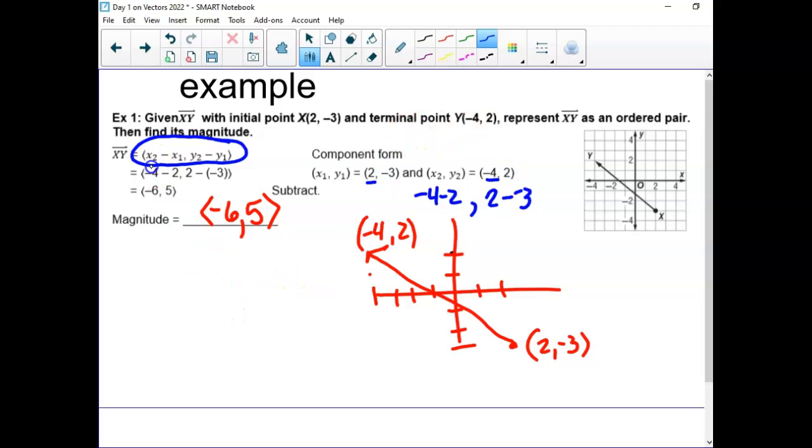All right? So, and then what they want, oh, that's not what's supposed to go in this blank at all. Sorry. Magnitude. Magnitude is the length of it. So if we know that it went left 6 and up 5, what can we use to find the length?